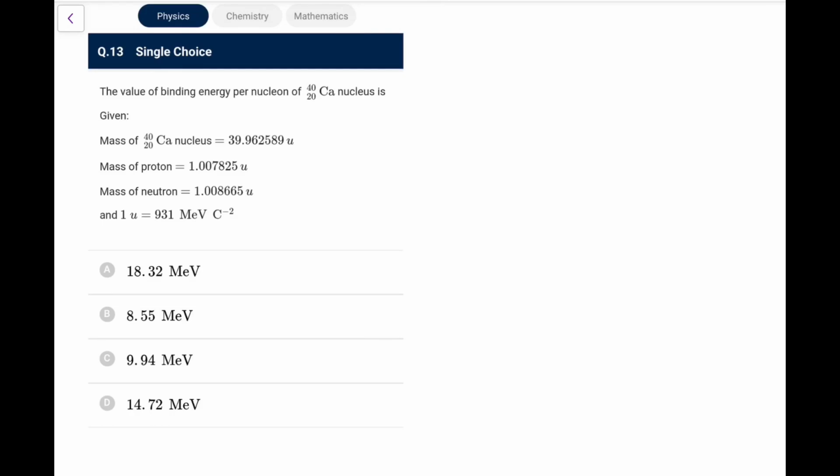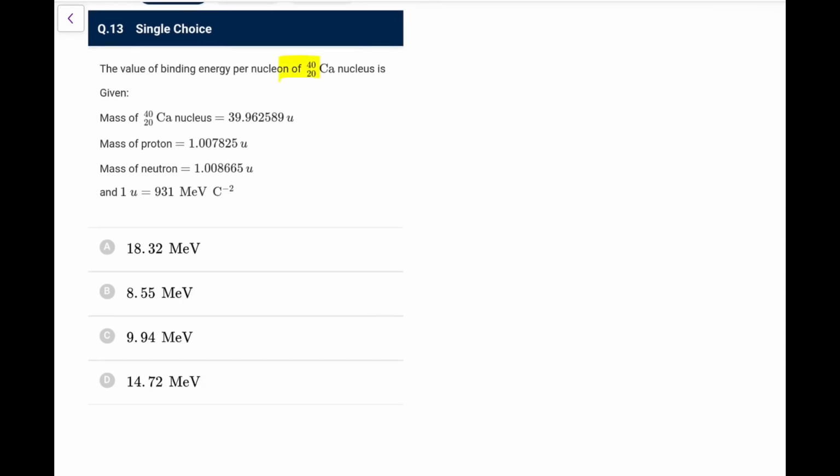Now the 13th one. The value of binding energy per nucleon for a calcium-40 nucleus is... So first of all, calcium-40, what it has: 20 protons plus 20 neutrons. So what we can say, what is the mass defect first of all?